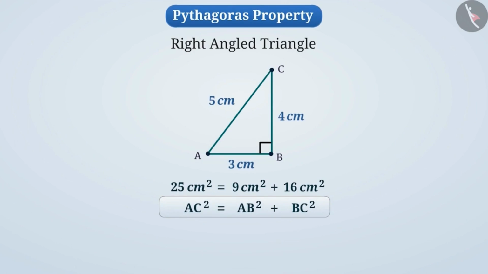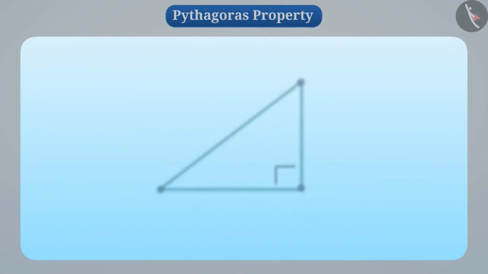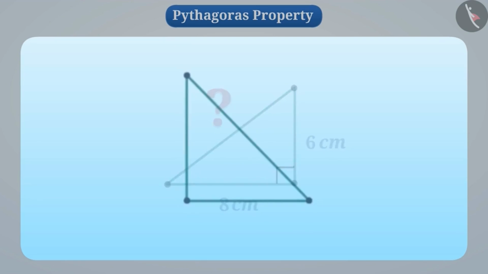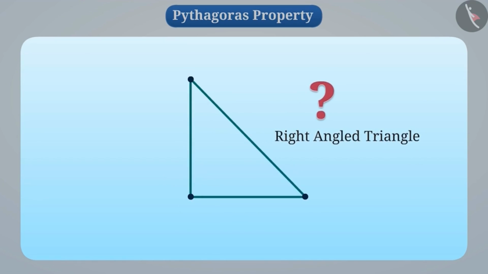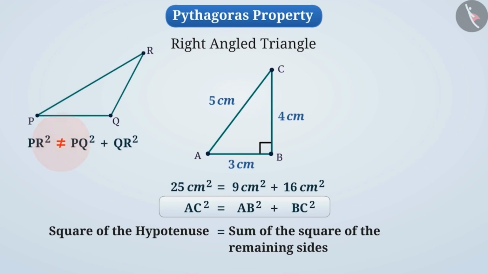In other words, we can say that in a right triangle, the square of the hypotenuse is equal to the sum of the squares of the remaining sides. We know this by the name of Pythagoras property. This property has many uses, such as if the two sides of a right-angled triangle are known and we have to find the third side, or to prove that a given triangle is a right-angled triangle. Note that the Pythagoras property can be used only for right-angled triangles, but this property cannot be used if the triangle is not a right-angled triangle.